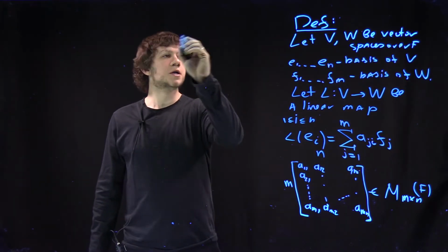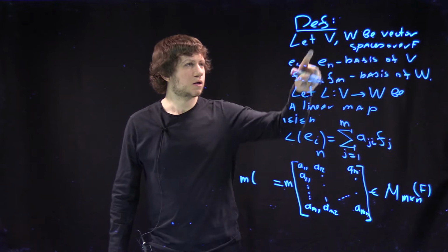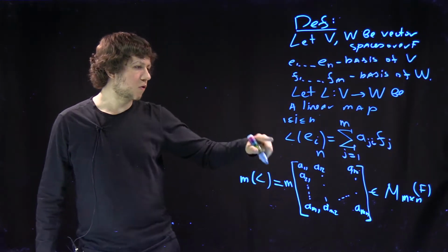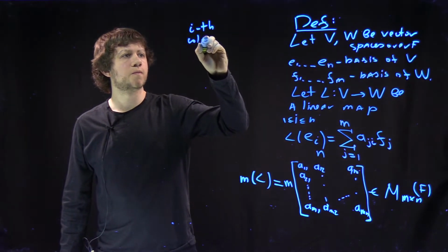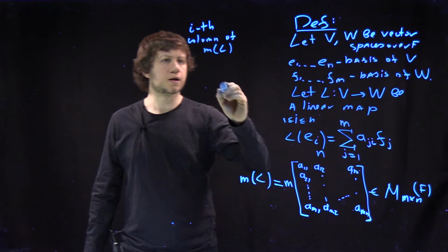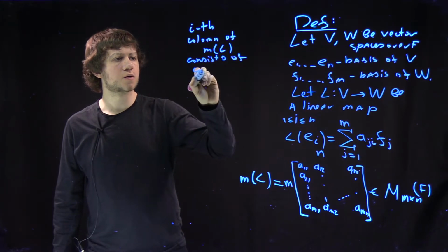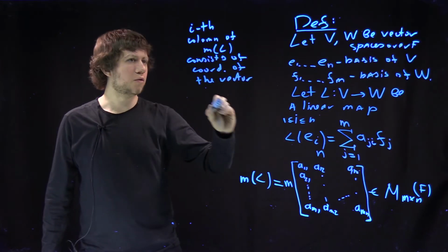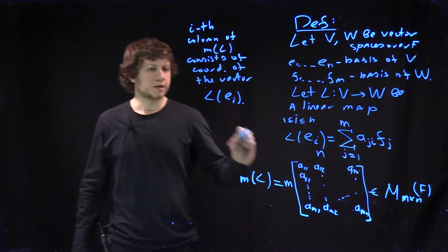And again, how you think of it, I will denote this matrix as M of L. And so again, basically the i-th column of M of L consists of coordinates of the vector L of e_i. Okay, so that's terribly confusing, I know that. Let's immediately look at some examples.